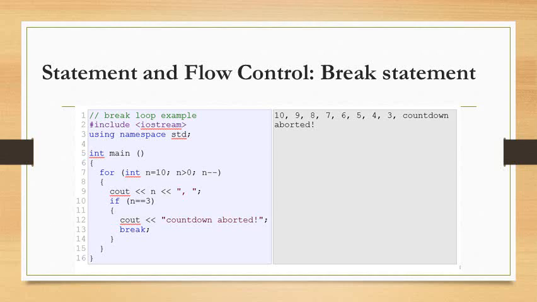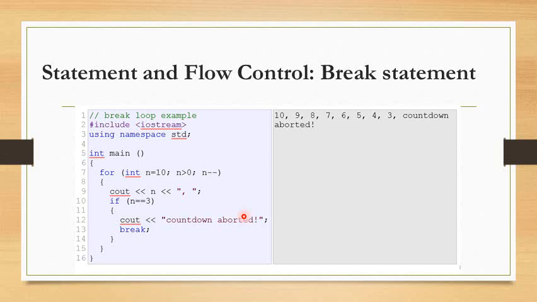It's just the simple example that brings the countdown, if you could remember, from 10 to 1. So here we have our for int n equal to 10, n greater than 0, n minus minus, then cout n as normal. So this is what is introduced here: if n equal to 3, begin cout "countdown aborted", then break. If you look at the output, it will print 10, 9, 8, 7, up to 3, and after 3 it will print "countdown aborted" and break.